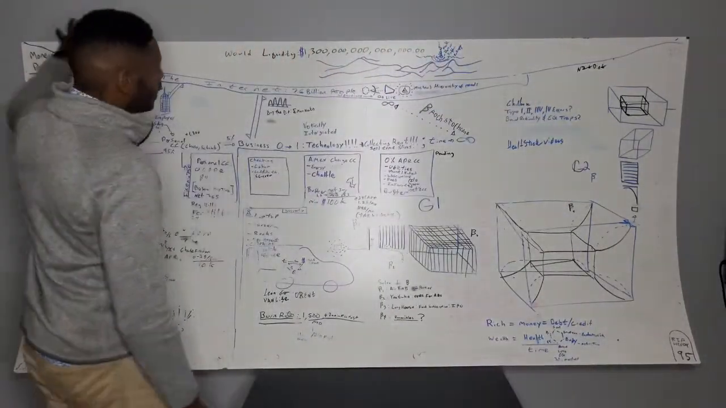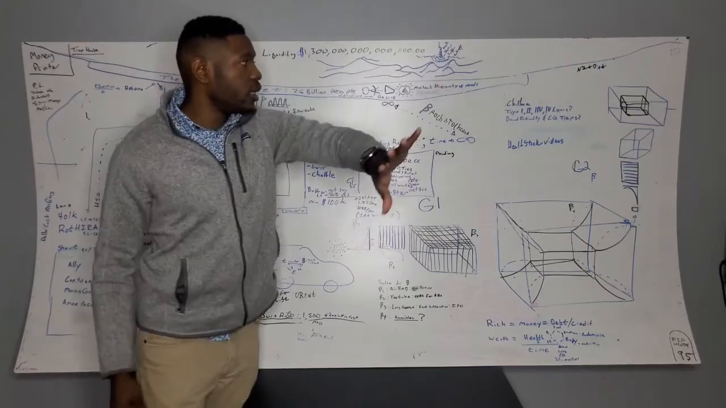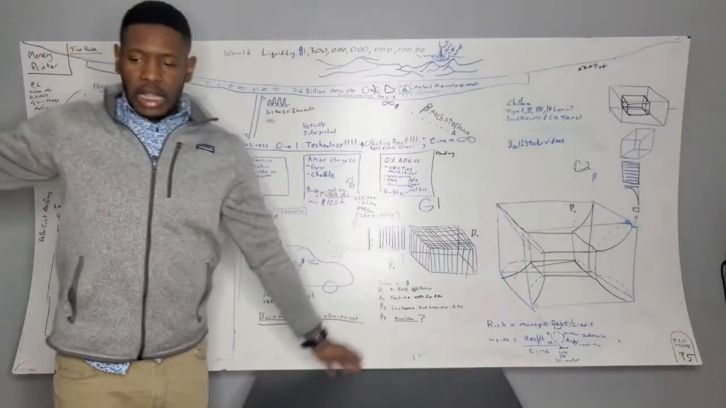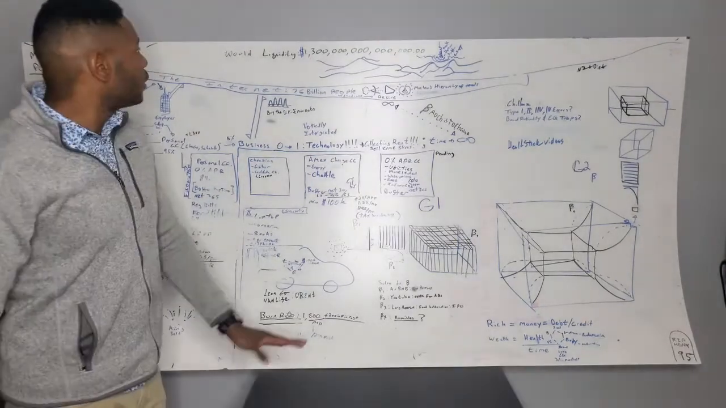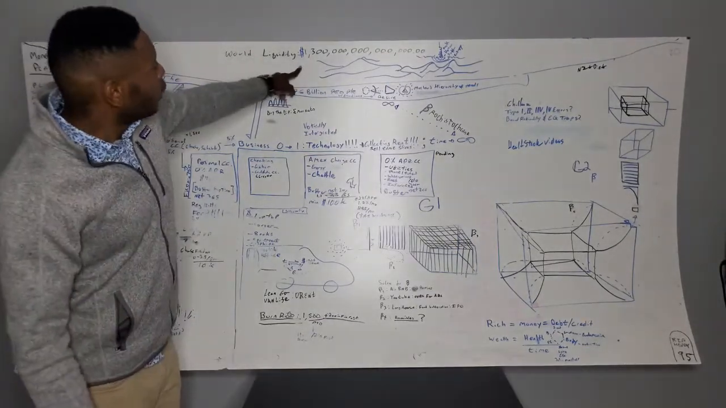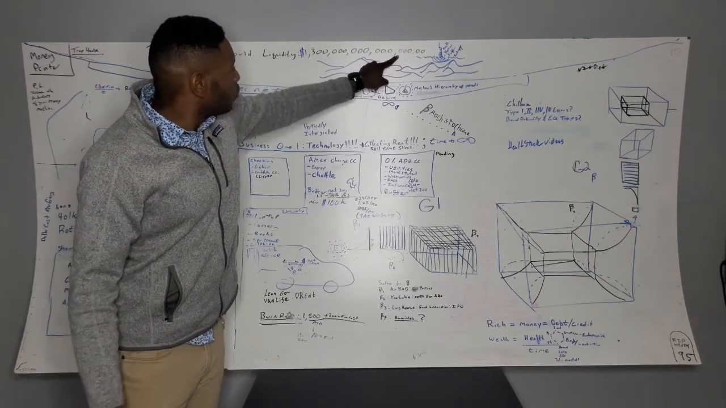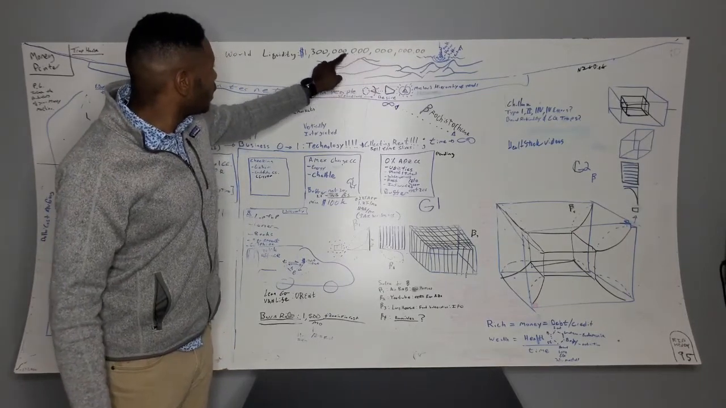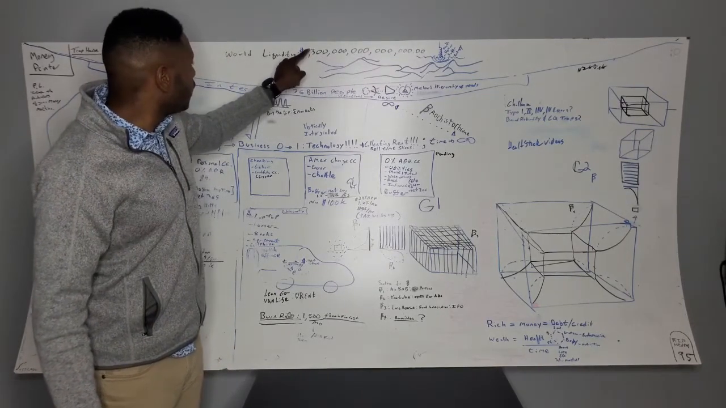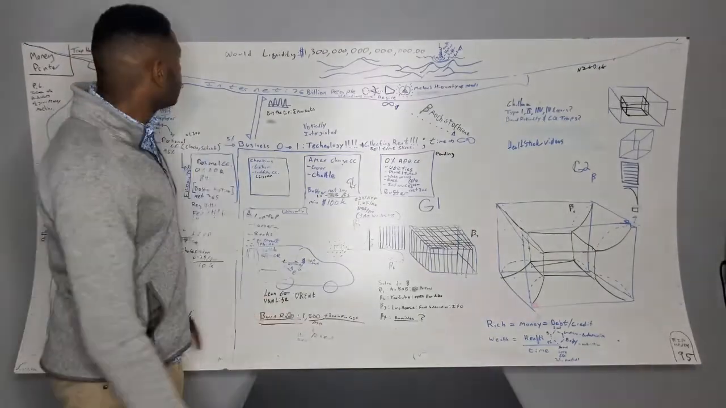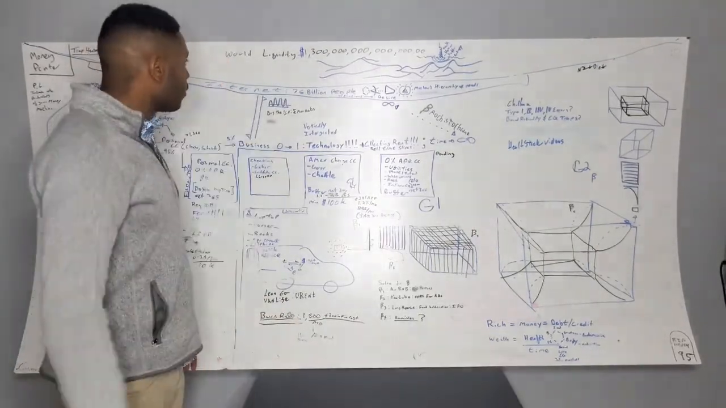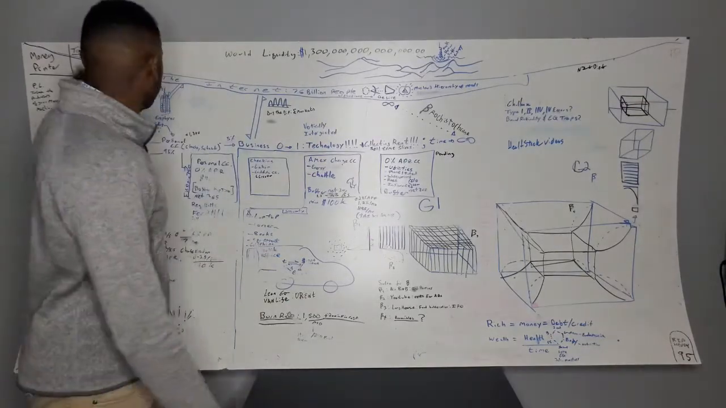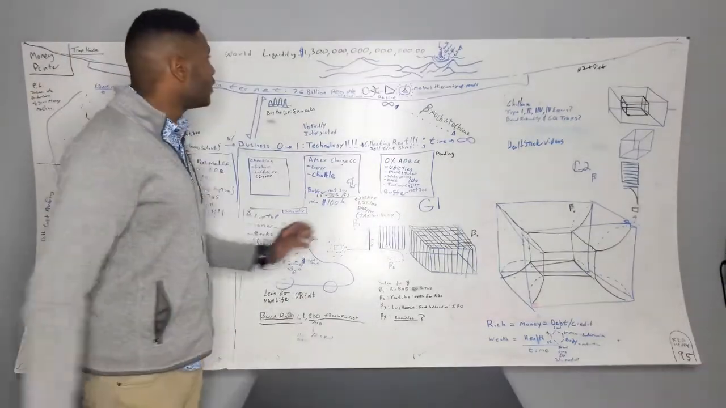So up top, you have the world liquidity, which is all the money, M1, M2, M3 money that there is in the world. How much money is there in the world? That number has 15 zeros. So 1.3 times 10 to the 15 is how much money you have. I don't even know if that's exactly what number it is, but there's that much money in the world.